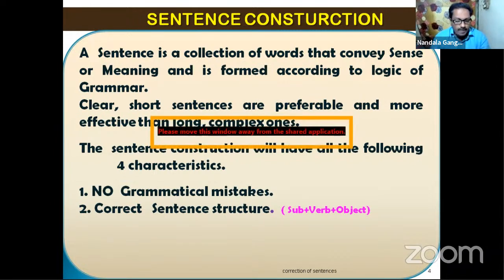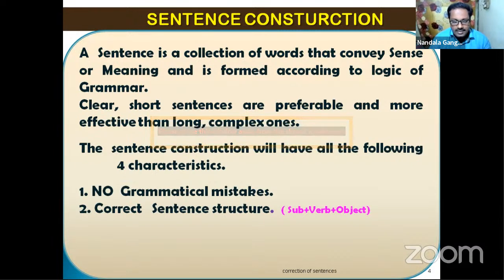For example, I will give one sentence for your understanding. The man builds his family a house. Here, the man is the subject. Builds his family a house is the predicate.